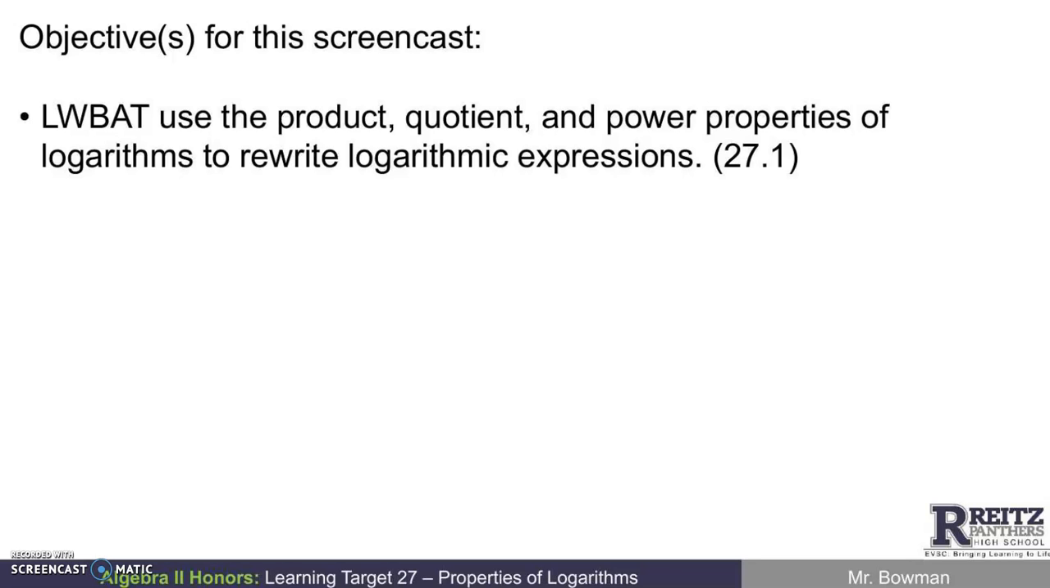The objective of this screencast is that learners will be able to use the product, quotient, and power properties of logarithms to rewrite logarithmic expressions.